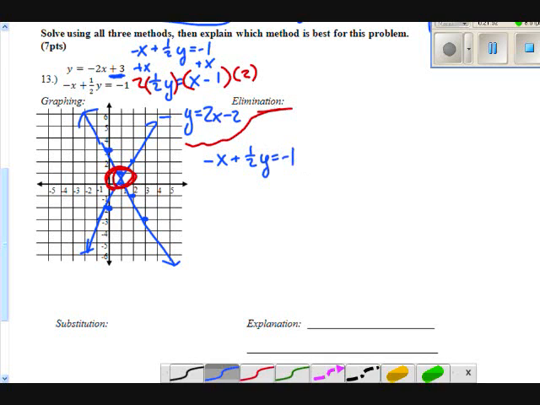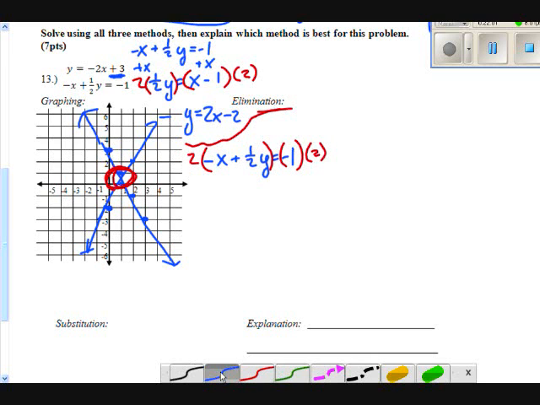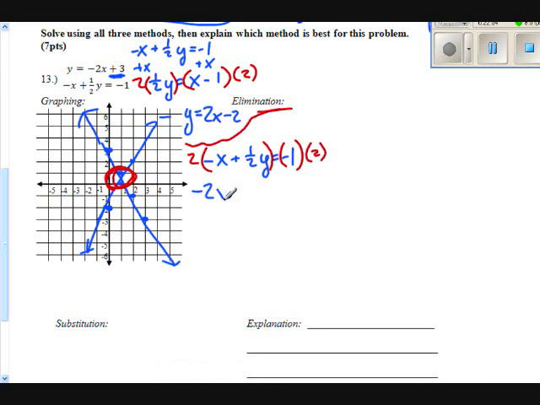The only thing I would do is change this to get rid of the fractions, so I don't have to deal with the fractions. So I'm going to multiply through by 2. So now the equation I'm going to use here is negative 2x plus y equals negative 2. Now that looks nice. Okay. If I look at the other equation, y equals negative 2x plus 3, I've got to get everything on the same side, so I'm going to add the 2x to each side. So that gives me 2x plus y equals 3.